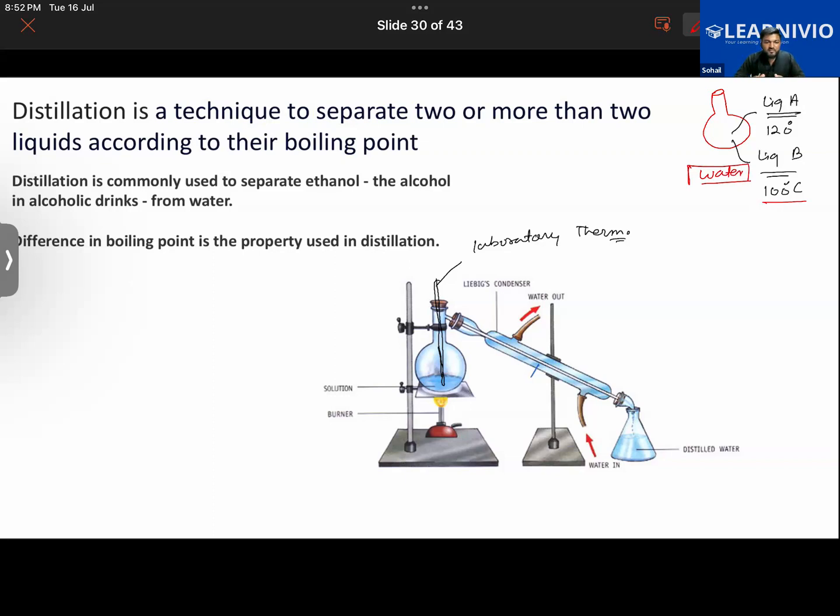So we have maintained the temperature of the mixture at 100 degrees Celsius. Thereby, liquid B will start to convert into the vapor state. It will start to come into the vapor, and then it will go into this pipe. The vapor of liquid B goes into this pipe.